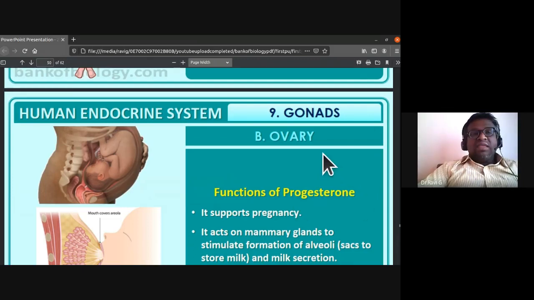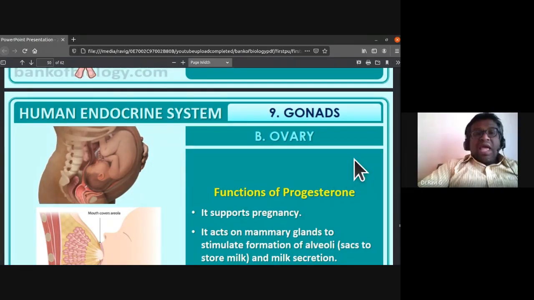I told you already, the mature follicle, after releasing the egg, the ruptured follicle is going to function as corpus luteum, and they become functional only when there is fertilization of the egg cell. So they are going to release progesterone, which is a steroidal hormone. So progesterone supports pregnancy. See, oxytocin is also one of the pregnancy hormones. Progesterone is also one of the pregnancy hormones. So it supports pregnancy.